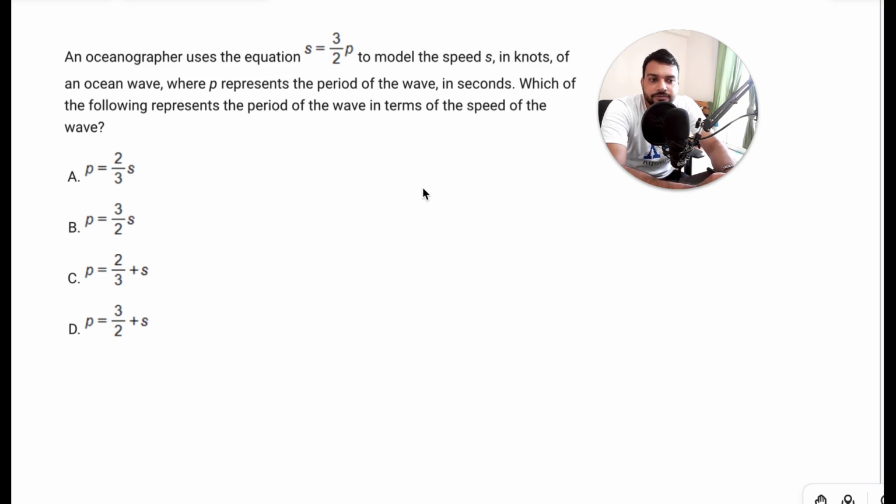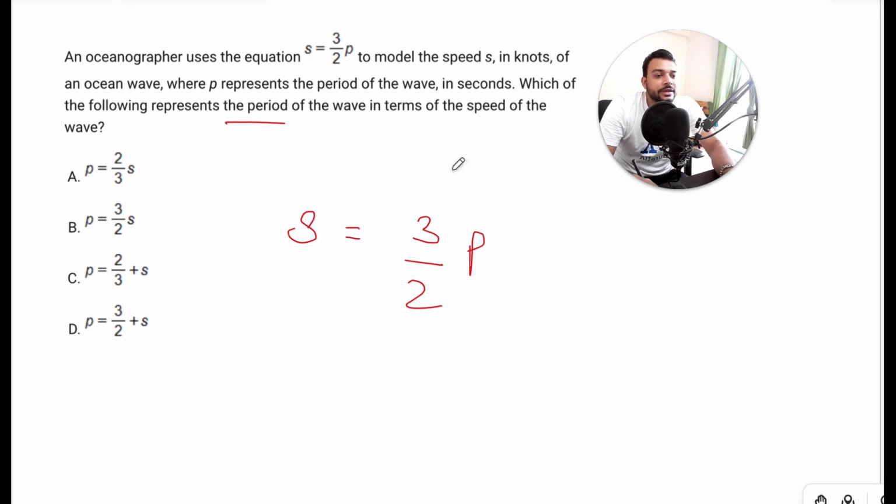An oceanographer uses the equation s = 3/(2p) to model the speed s in knots of an ocean wave, where p represents the period of the wave in seconds. Which of the following represents the period of the wave in terms of the speed of the wave? Okay, so the oceanographer has modeled the speed s as 3 over 2 times p, where p is the period, and they're asking us to represent the period in terms of the speed.